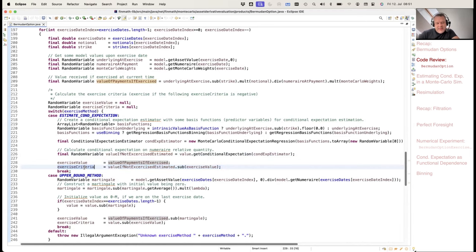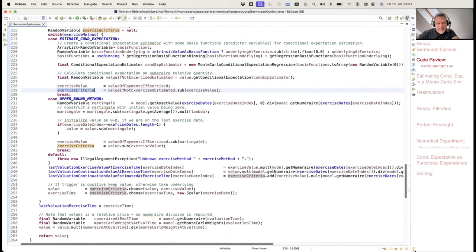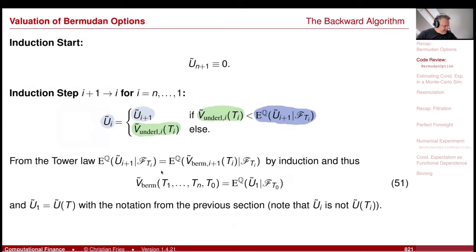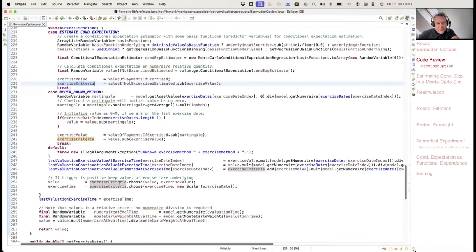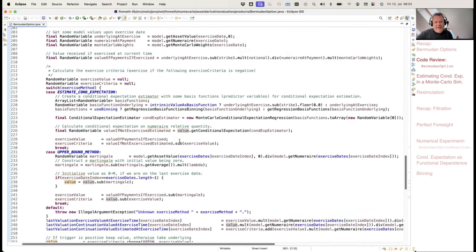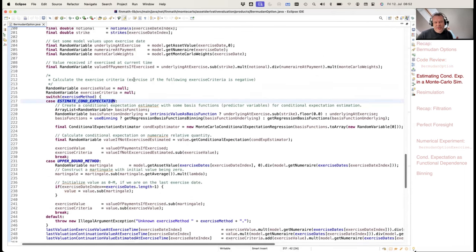Based on this exercise criterion, now skip this part, we will now choose, and now you see that this is the important part. We will choose either this value vector or that one. So we will not choose the conditional expectation. Based on this exercise criterion, which is conditional expectation minus exercise value, we will below choose either to keep the value, so keep the U, or take the value of the underlying. So we perform this update and we loop backward. And in the end, we just return this value. So just take the expectation of that value. That is the value of the option. Okay, so this is if we have an estimator for the conditional expectation.